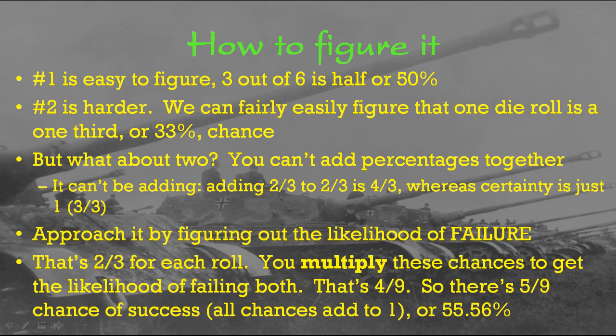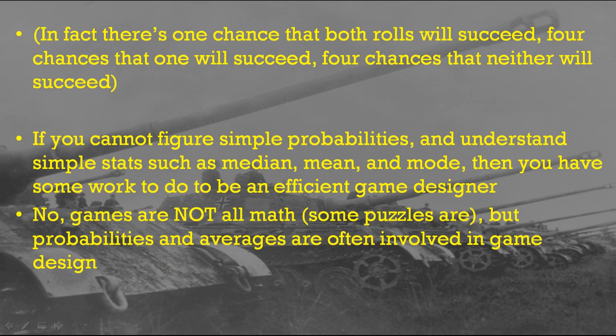So, you multiply 2/3 times 2/3, and that's 4/9. Well, if there's 4/9 chance of failing, there must be a 5/9 chance of success because all the chances have to add to 1. So, you want to take the 2 dice and roll a 5 or a 6 on one or both because you have a better chance of winning. In fact, there's one chance that both rolls will succeed, 4 chances that one will succeed, and 4 chances that neither will succeed.